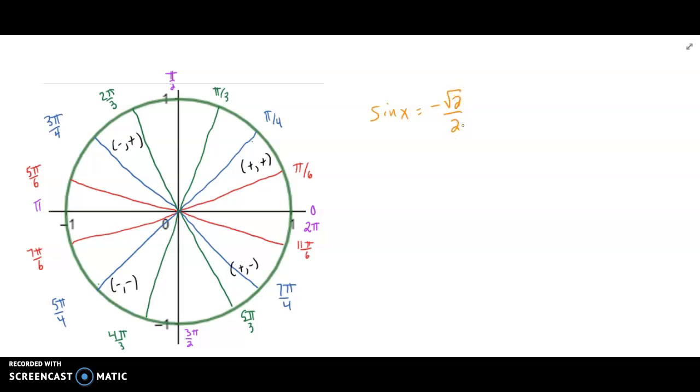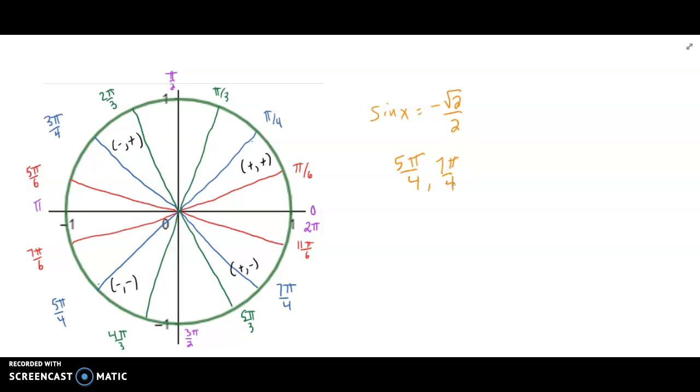What we're basically looking for here is, first of all, which quadrants are we going to be in? We're talking about sine, and sine again is that y coordinate. So sine is going to be negative in quadrant 3 and in quadrant 4. And then we want to know what angle we're looking at. In quadrants 3 and 4, looking for a root 2 over 2, we're talking about the pi over 4s. And so our solution to that equation would simply be 5 pi over 4 and 7 pi over 4.